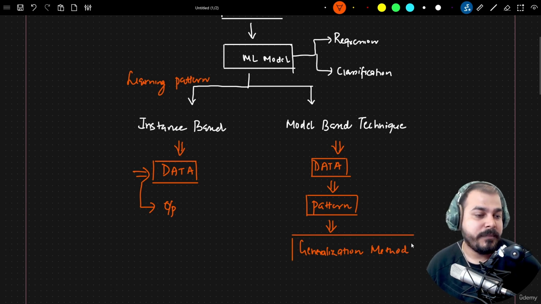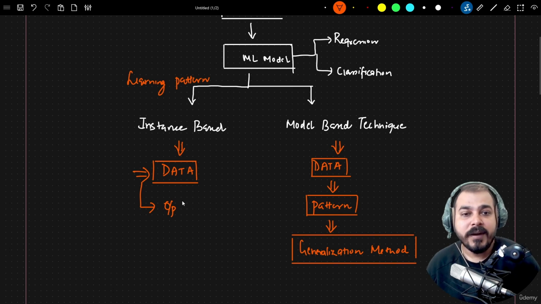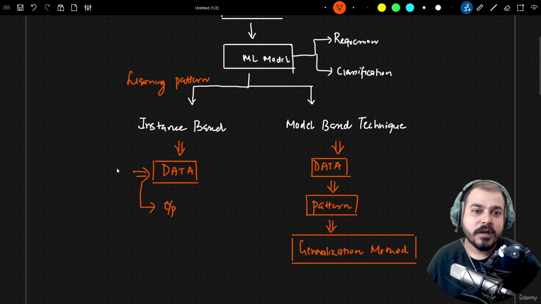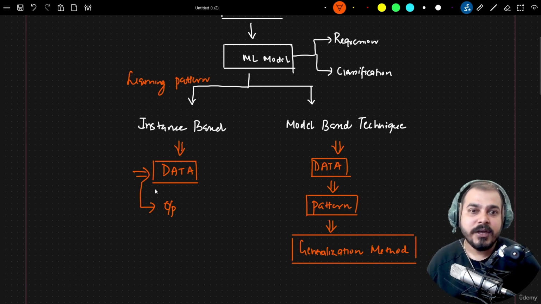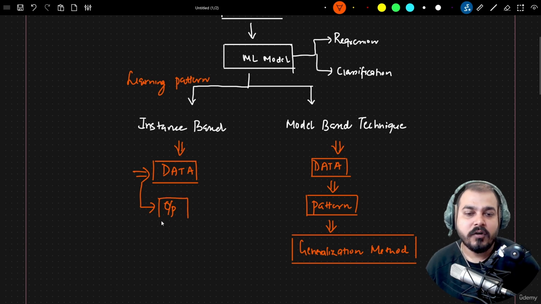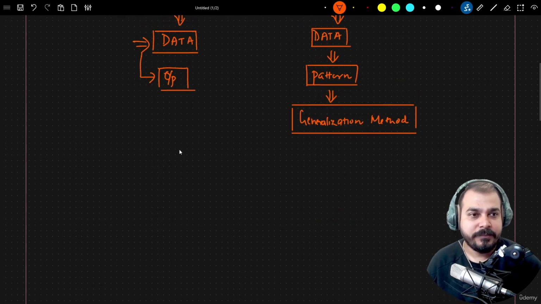This generalization method is far better when compared to instance-based techniques, because in instance-based technique the model is just dependent on the data that it currently has, and whenever new data comes, based on this data only, it tries to predict the output. It's just like a domain expert kind of thing. Let me give you an example so that it will help you understand.